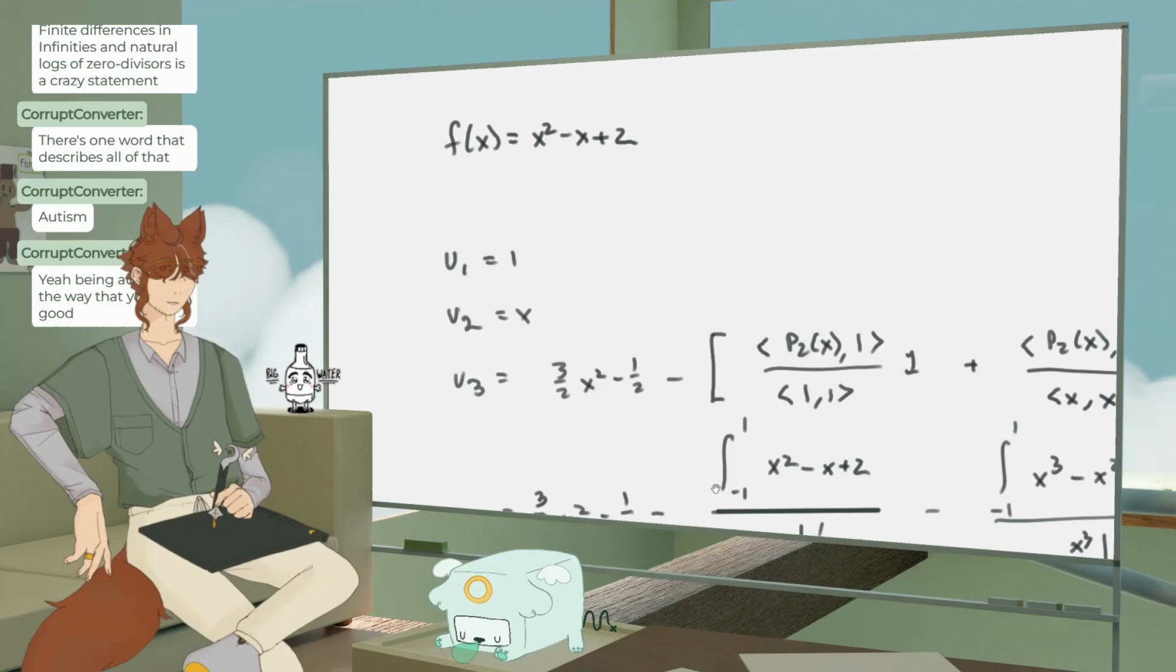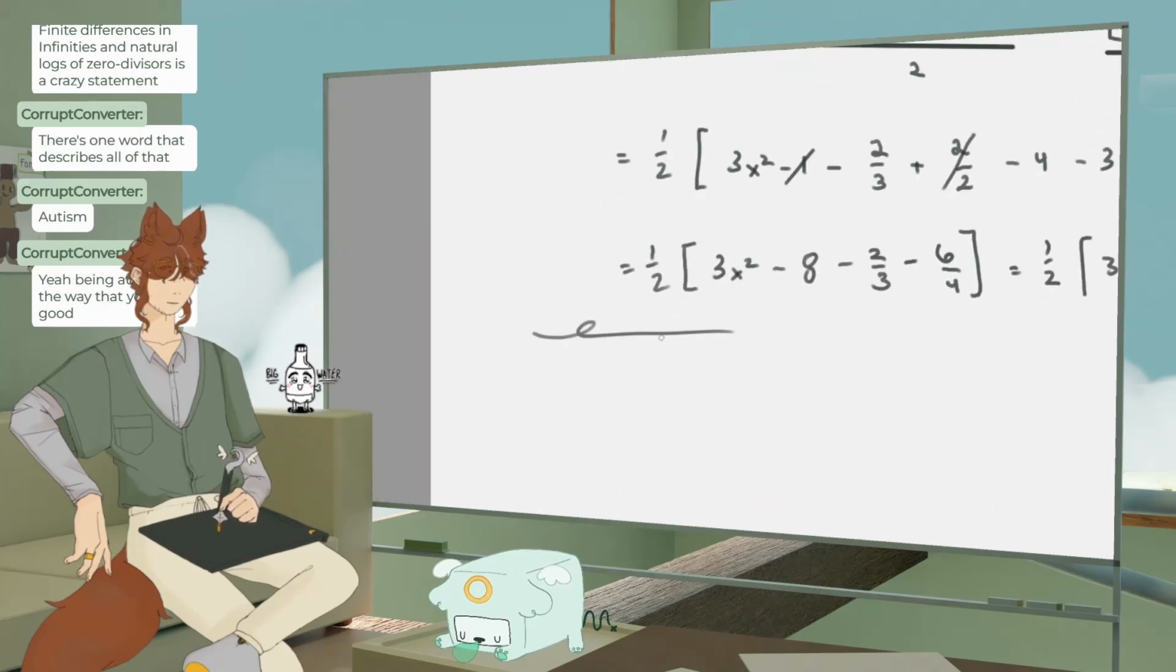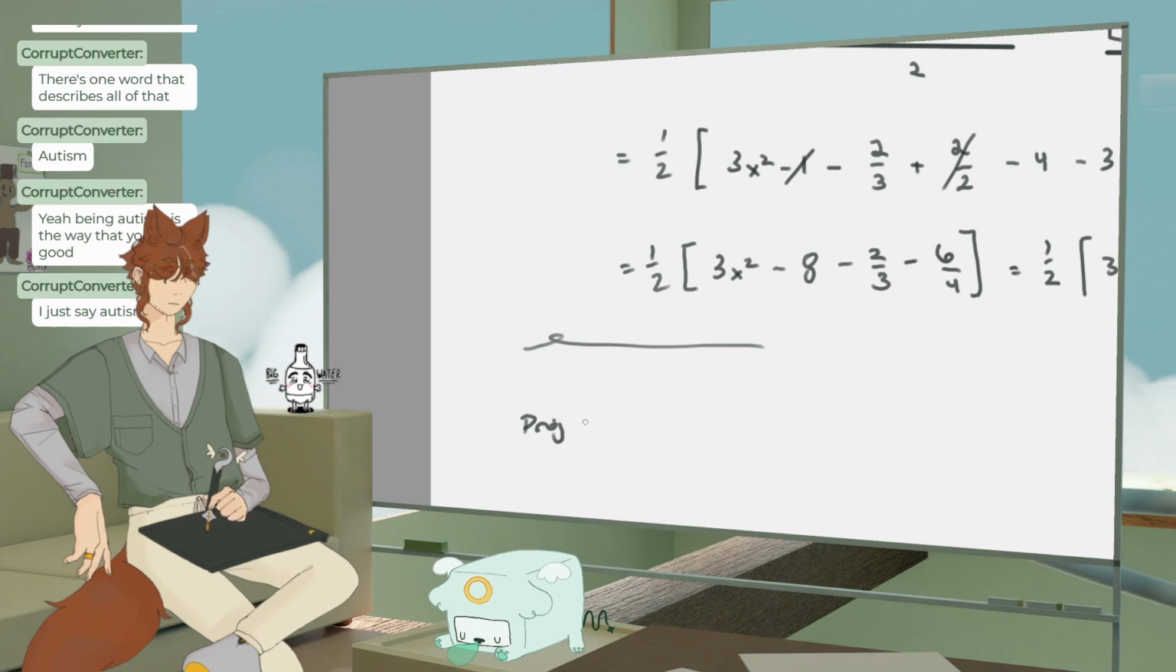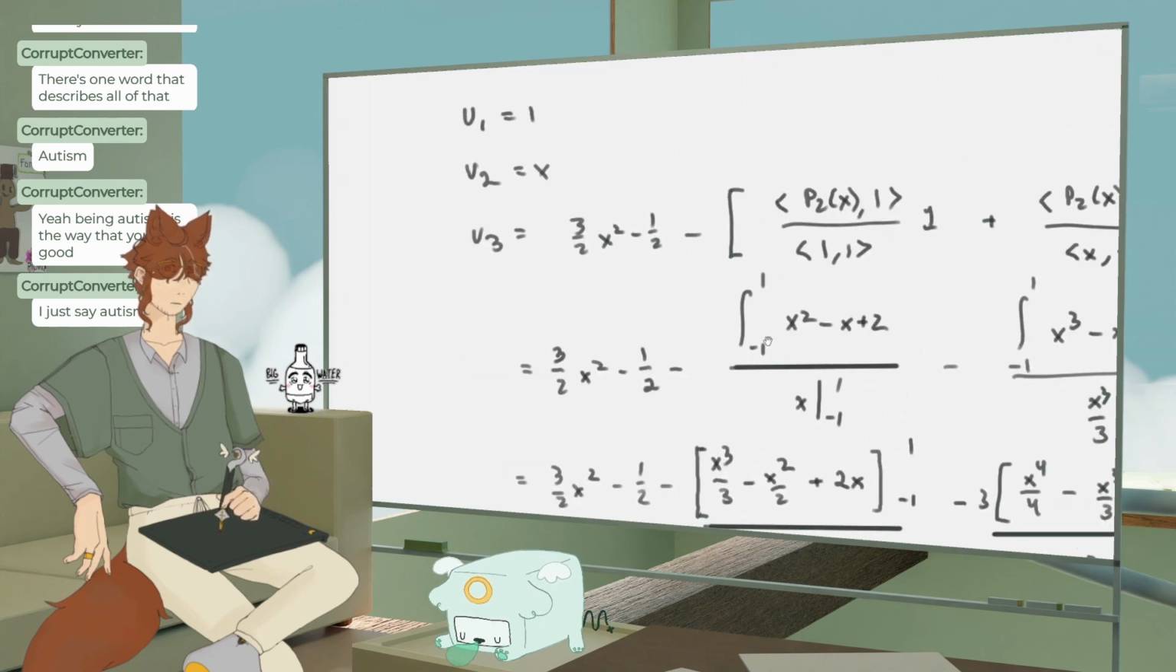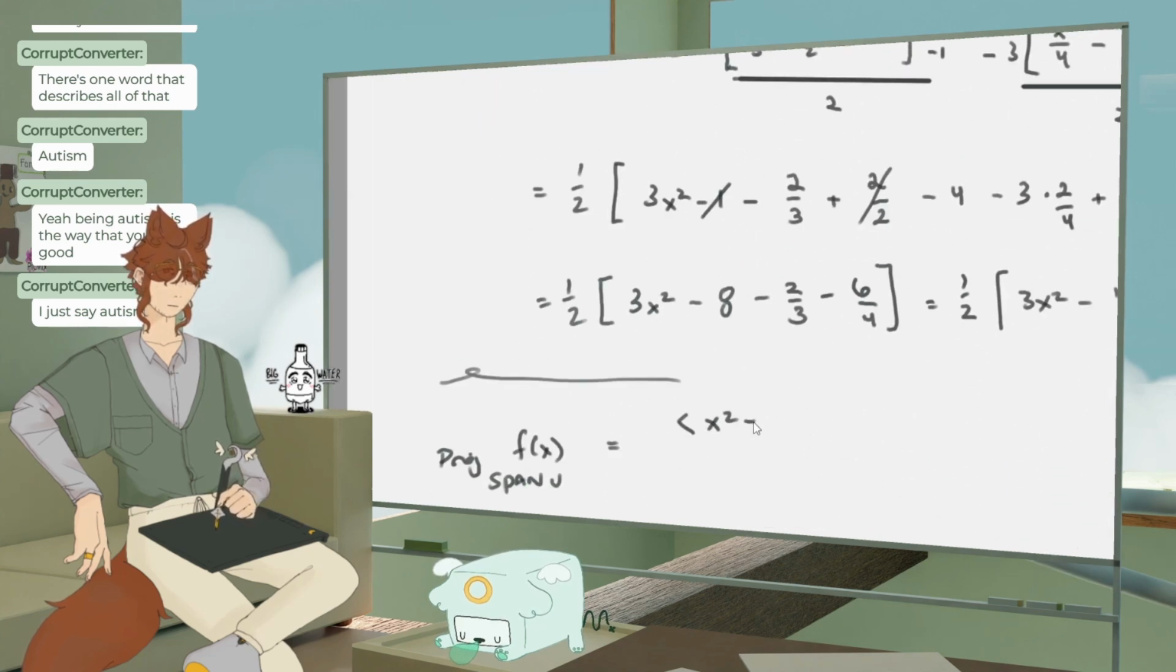My god, wait, I have to do all this out for that too? Okay, well, fine. Onto U. S, span U. Okay. Was it? I don't remember. Minus x plus 2.